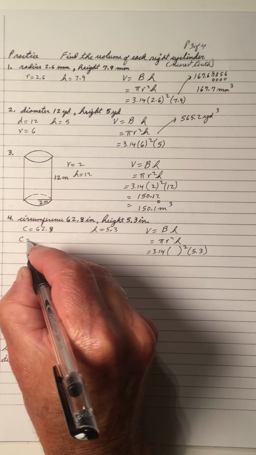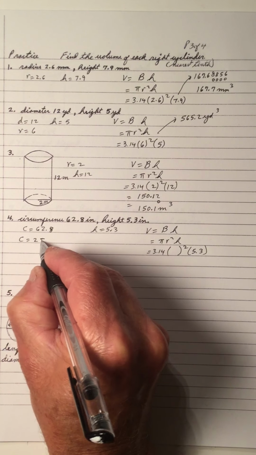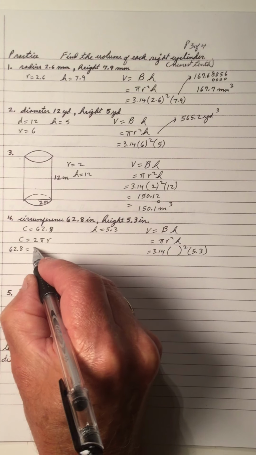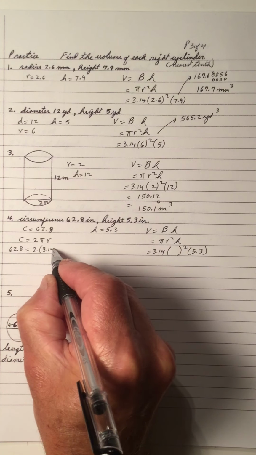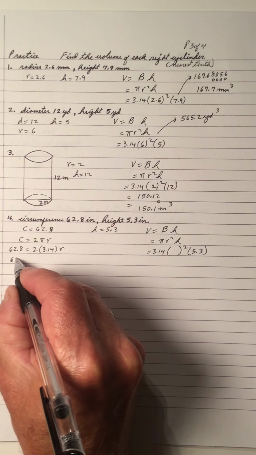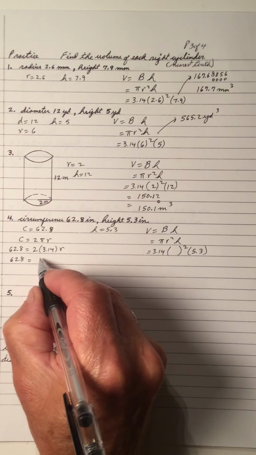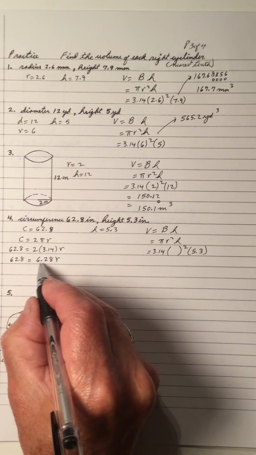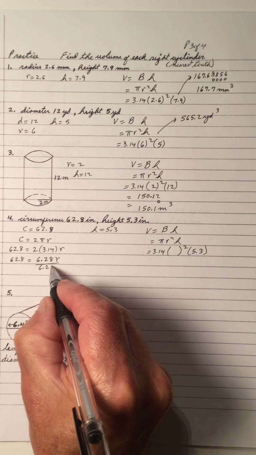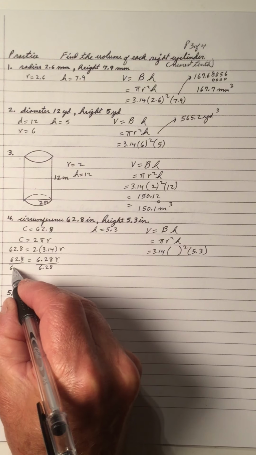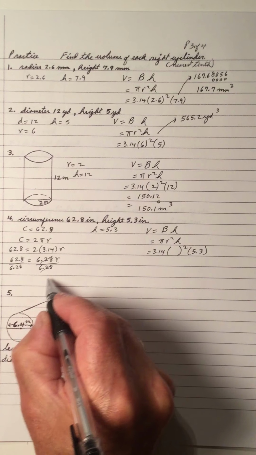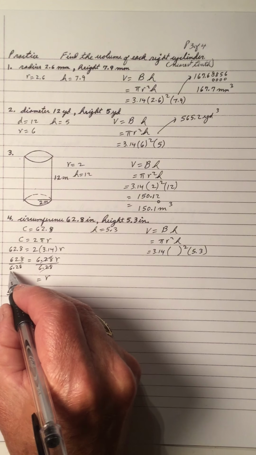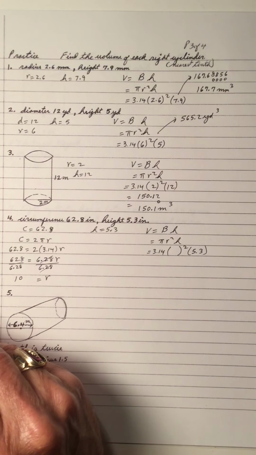The circumference formula is C equals 2 pi r. The circumference is 62.8, so 62.8 equals 2 times 3.14 times r. 2 times 3.14 is 6.28 r. And because it's a multiplication, we divide both sides by 6.28. That cancels, we get r, and 62.8 divided by 6.28 is 10. So the radius is 10.